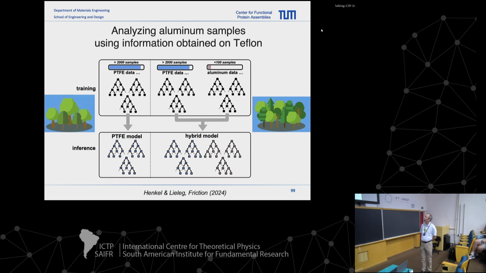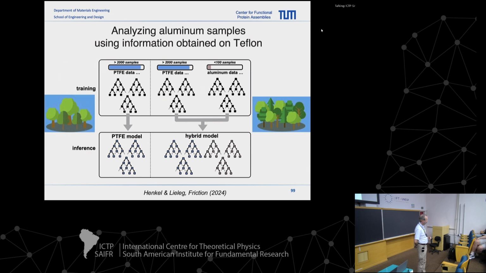And now the idea is the following. If we can either train our random forest, because that's the algorithm we want to keep using, only on data obtained on Teflon, and then try to show it samples, data collected on aluminum and see how it does. Or we do the following. So this would be a pure forest made up of what I would now like to call Teflon trees, because all those trees have been trained on Teflon only.